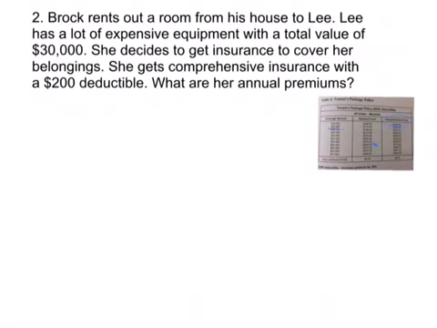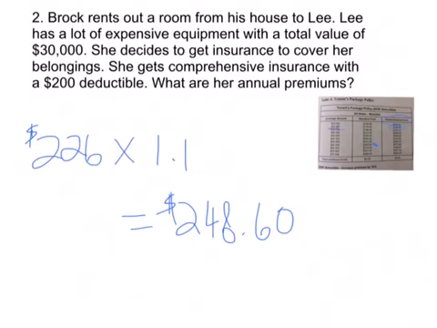Multiply by 1.1, right? So 226. If she wanted a $500 deductible, that would be it. You'd be done. That's the answer. But because she wants a $200 deductible, we need to add on 10%. So we go times 1.1. And remember, if you're not comfortable with that, you can go times 0.1 and then add it after the fact. They're both right. So we get a total value of $248.60, and that is the annual premium with a $200 deductible.